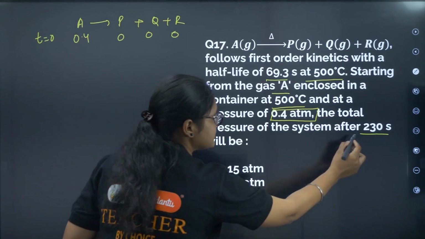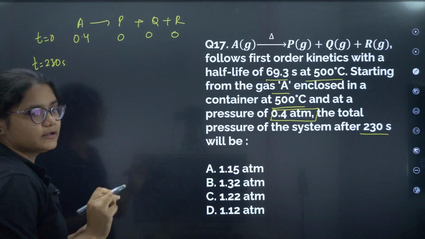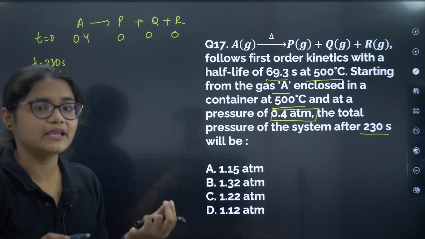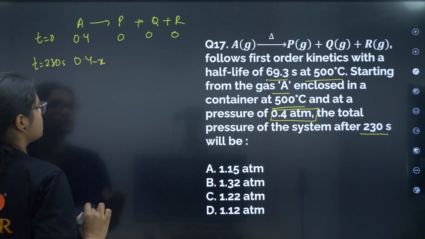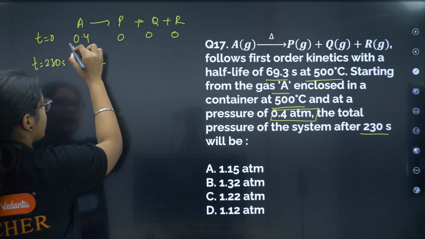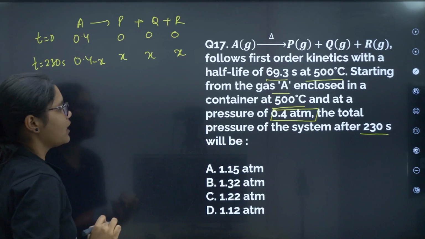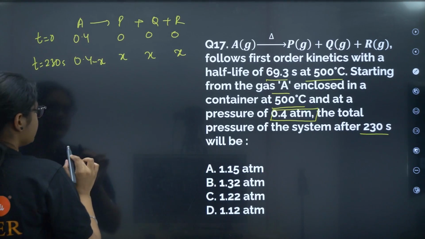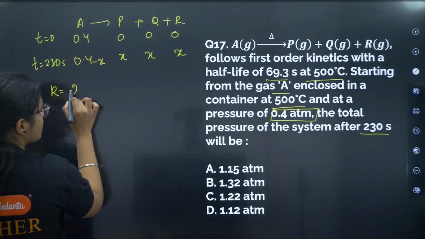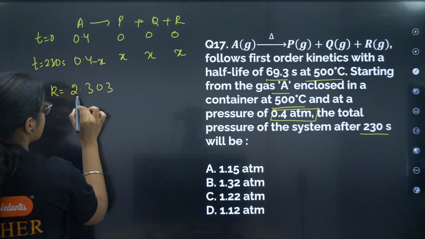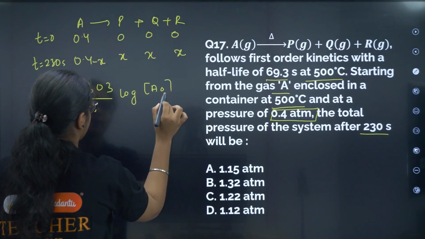Now at 230 seconds, after 230 seconds, let X amount of A has reacted. Then how much A will be left? 0.4. From that X amount has reacted, so left will be 0.4 minus X. How much A is reacting? Same amount of P will form, same amount of Q will form and same amount of R will form. Now we can write the equation for this A first order, K equal to 2.303 by T log of A naught by A.